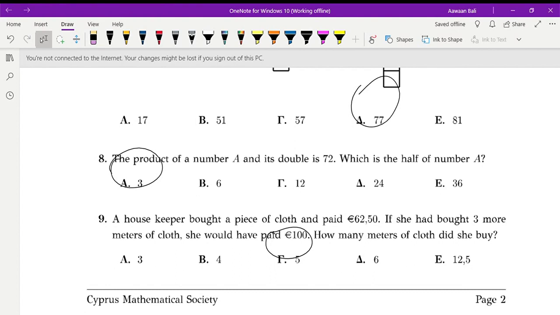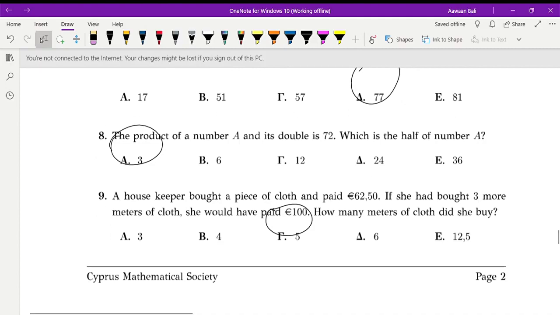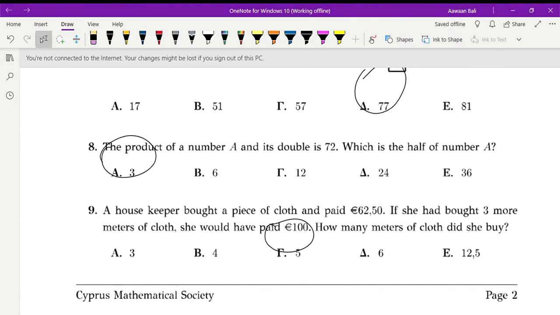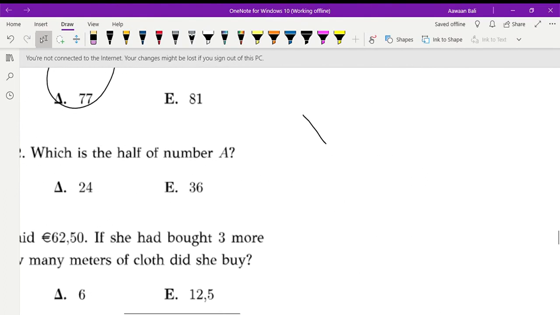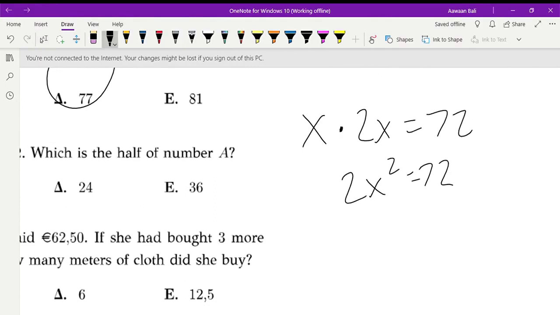So now we have question number 8. The product of a number a and its double is 72. What is the half of number a? Basically it's saying that x times 2x is equal to 72. Basically, 2x squared is equal to 72. So you can divide 72 by 2, which gives 36. So we know x squared is 36. The root of 36 is 6, which means x is 6.